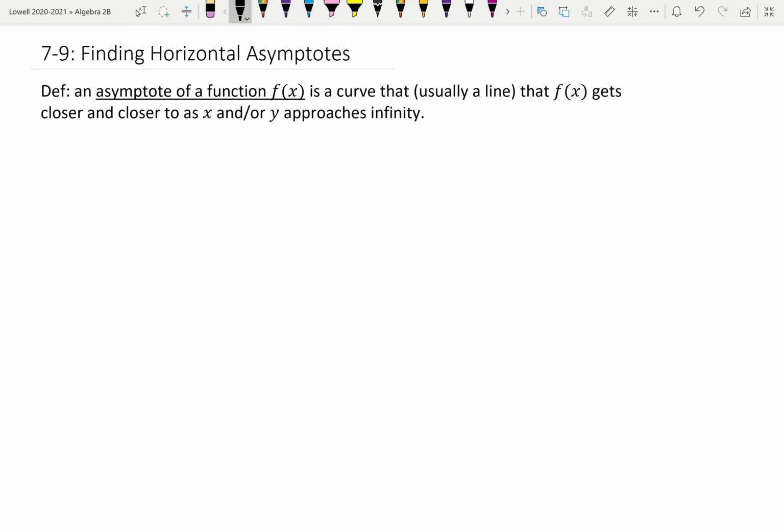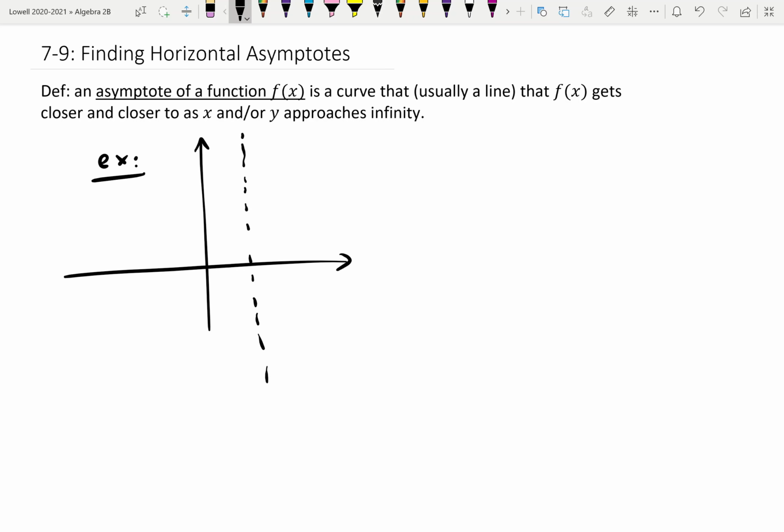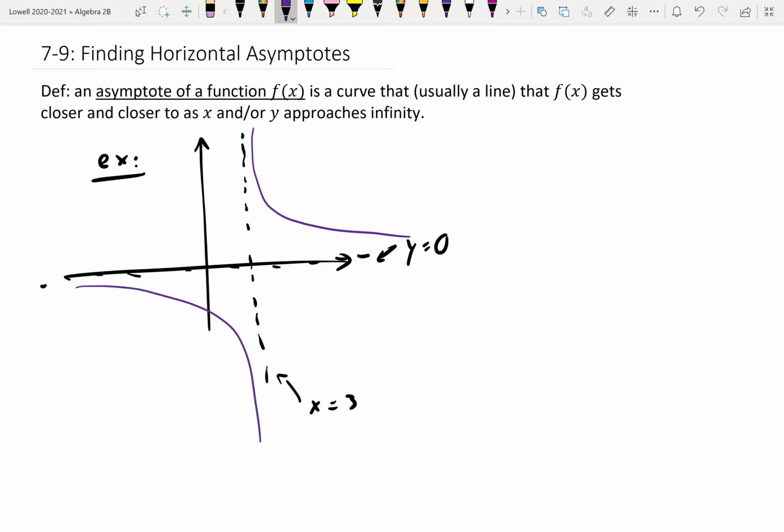I'll just draw one example here. We could say, well, here's the one that we've been looking at. And I'll draw, let's say we have a vertical asymptote right here. And we have our horizontal one across the x-axis. And let's suppose that this x coordinate is at x equals 3. And this, of course, is at y equals 0. Okay, so we've seen rational functions that look like this purple one. It looks like so. Okay, so if you look at the horizontal asymptote, by the way, this could approach plus or minus infinity.